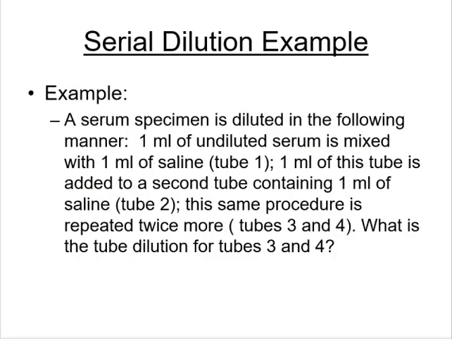A serum specimen was diluted in the following manner. 1 milliliter of undiluted serum is mixed with 1 milliliter of saline in tube 1. 1 milliliter of this tube is added to a second tube containing 1 milliliter of saline, tube 2. This same procedure is repeated twice more with tube 3 and 4. What is the tube dilution for tubes 3 and 4? So let's figure that out.